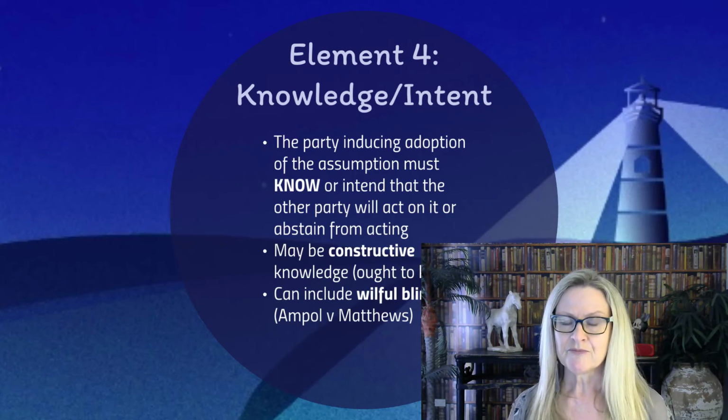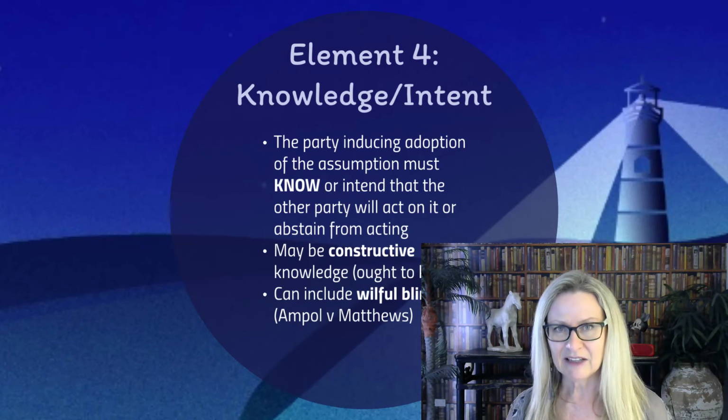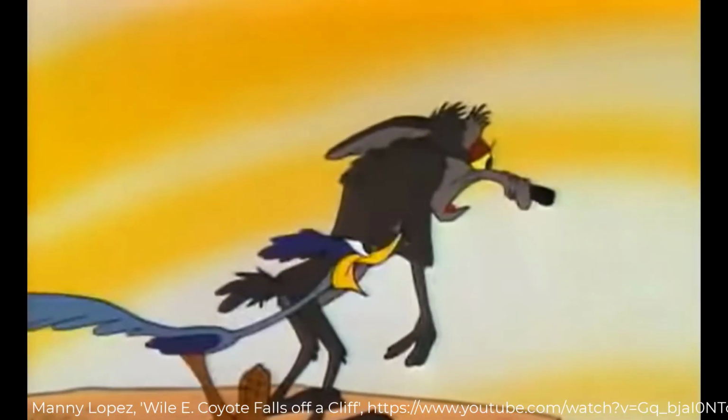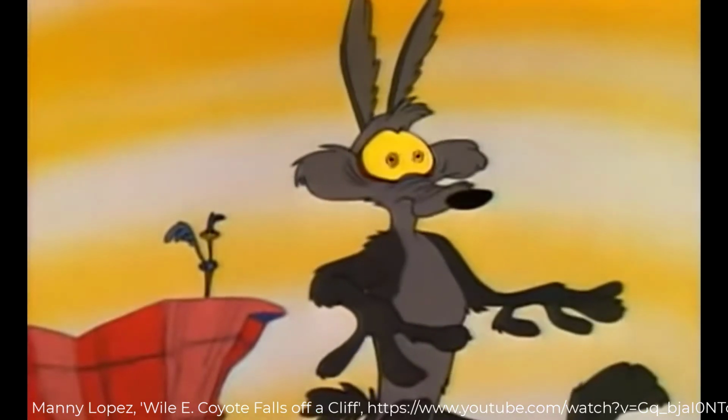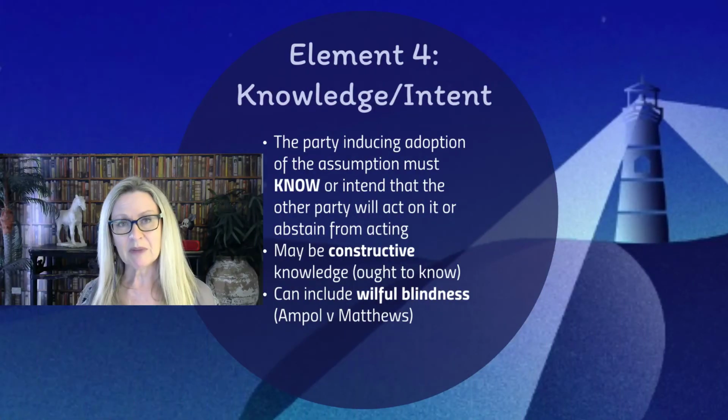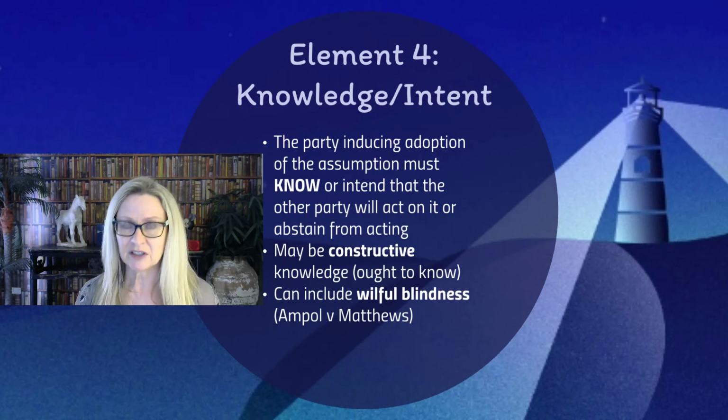So it's kind of like seeing someone heading for a cliff edge, and you know they're going to fall off and just saying nothing. Kind of a similar situation here. The knowledge might be constructive, that is, a reasonable person in their situation would have known, so therefore this particular defendant ought to have known that the other party was going to act on this erroneous assumption.